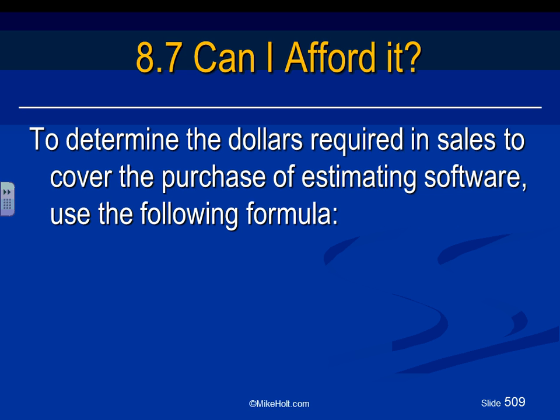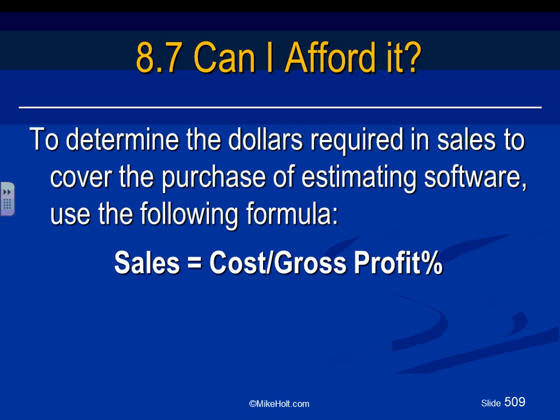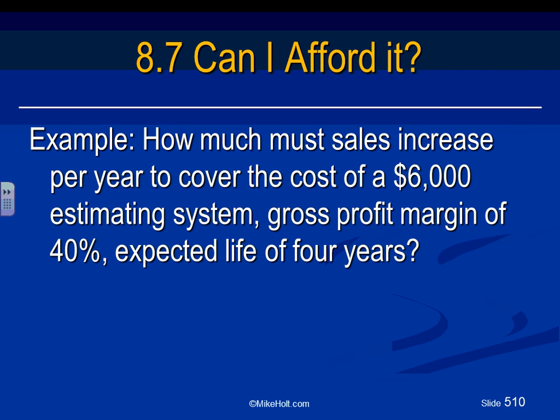This is just a few things, guys, a formula to compare how much it would cost you to buy the software. I thought it's really cool. Look how they do it. You take the sales divided by the cost; the sale equals cost divided by the gross profit. Look at this formula, guys. So how much must sales increase per year? You need to increase your sales per year. Now we're getting into managing and accounting, guys. Increasing your sales per year to cover a cost of a $6,000 estimating software with a gross profit margin of 40%, expected life of 4 years.